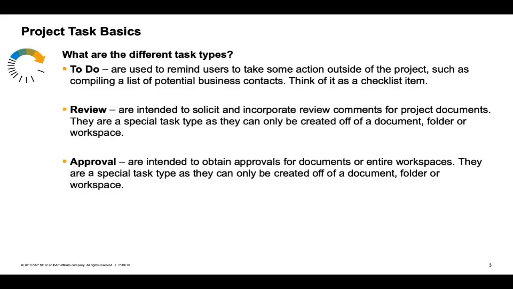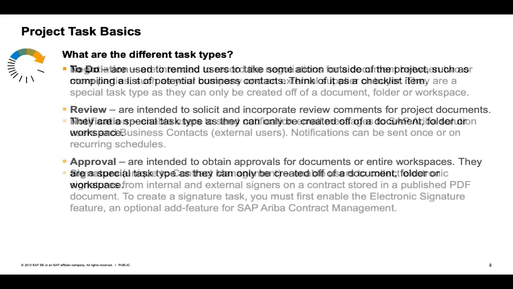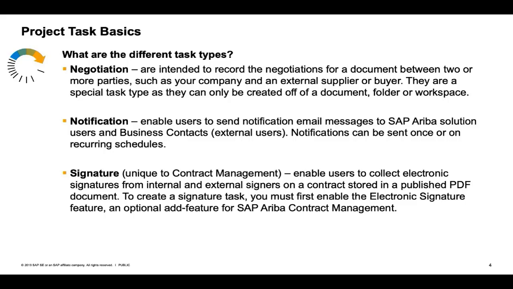Approval is very similar to review in that you are sending it to a different user, except the function of the task is the actual approval button rather than the review button. The negotiation is sending to an external party like a supplier, and it creates redlining back and forth. And this is very popular when you're using the authoring feature. Notification tasks are used to set one-time or recurring reminders to users or a group of users, and the signature task is unique to the contract management module, which does require an add-on feature for e-signature. That task is used to facilitate the integration with the actual provider of the e-signature tool, such as EchoSign or DocuSign.